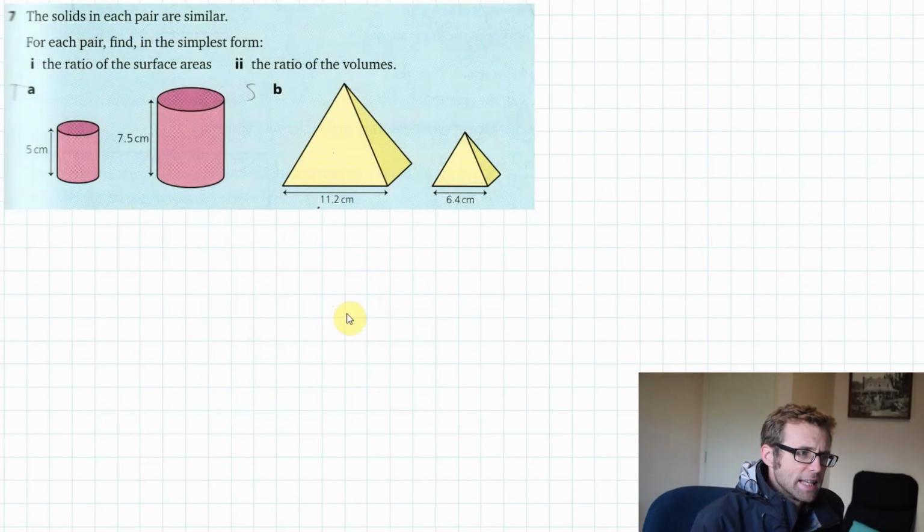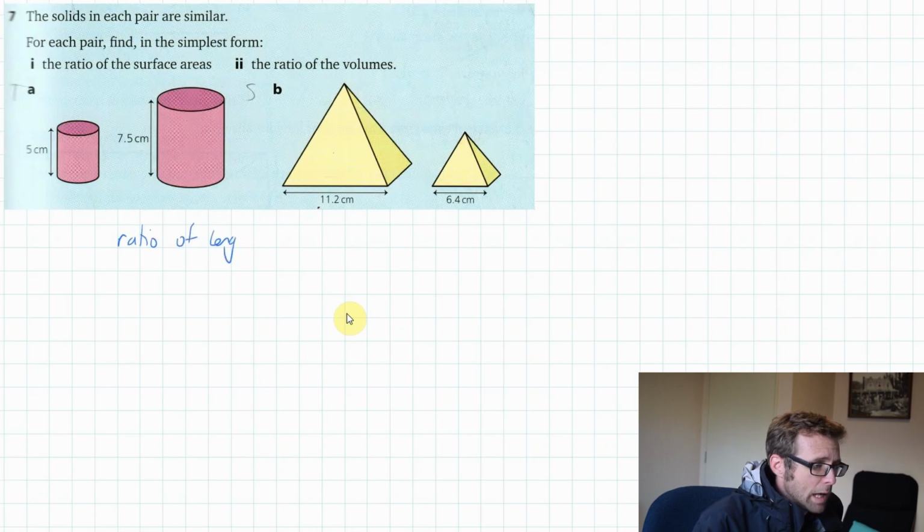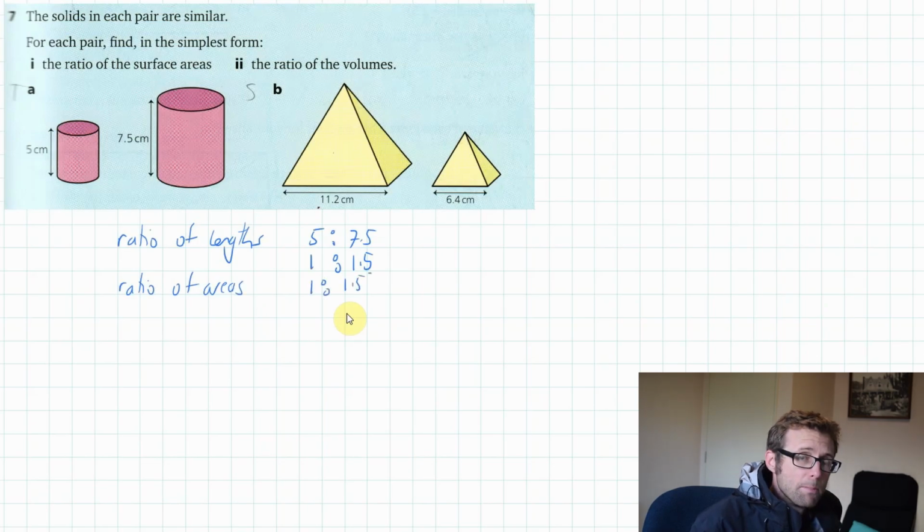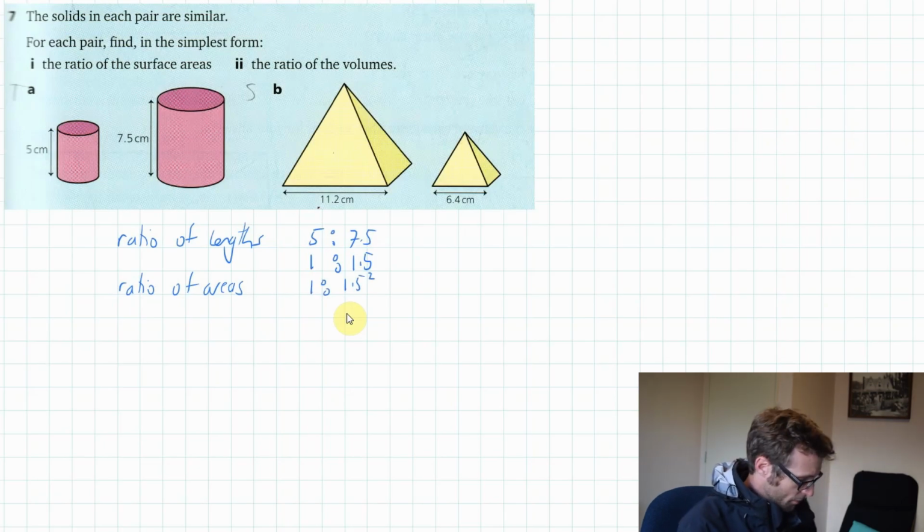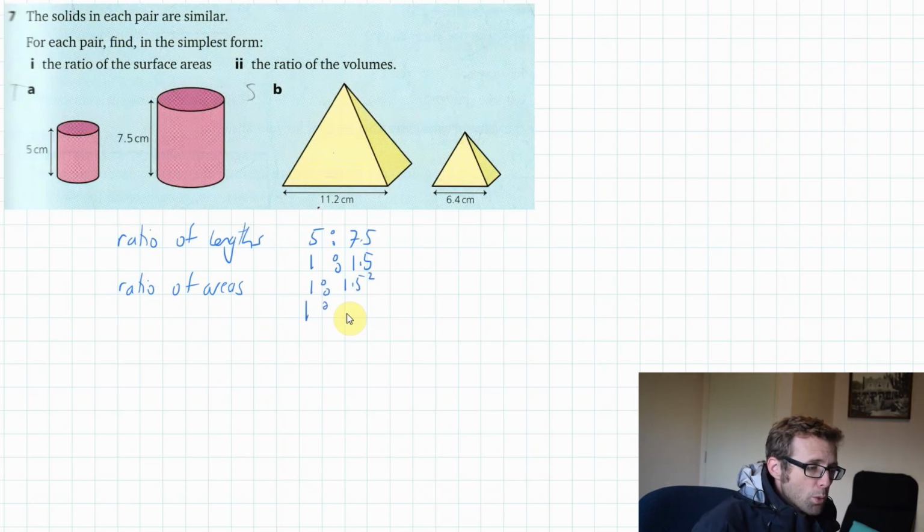Alright guys, I'm just going to try this last question with you now. We've got a pair of similar cylinders. You can do the pyramids on your own. I've got to find the ratio of their surface areas and the ratio of their volumes. Step 1, ratio of lengths. And we can see that that is 5 to 7.5, and we simplify that to 1 to 1.5. Therefore, the ratio of areas, or surface areas, is going to be 1 to 1.5 squared. Now, you could simplify that. 1.5 squared, what's that? 2.25, yeah. So it'll be 1 to 2.25.